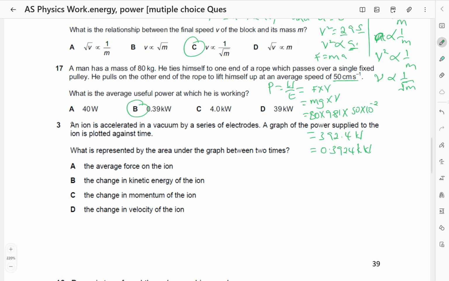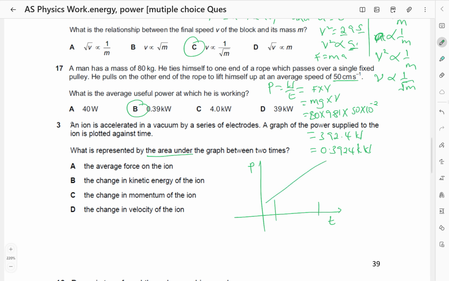An iron is excited in a vacuum by a series of electrodes. A graph of the power supply to the iron is plotted against time. It is a graph of power against time. Of course, the area under this graph is going to be power times time. It will be power times time, which must be energy. Power times time must be energy. Let's see the question. What is represented by the area under the graph between two values of t?